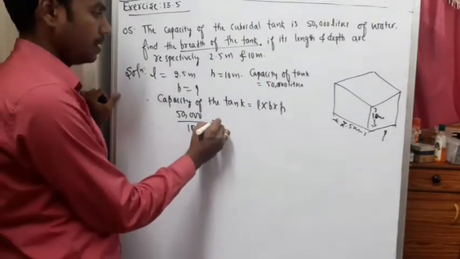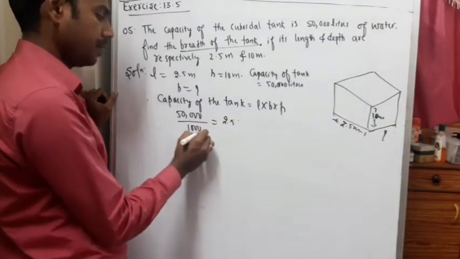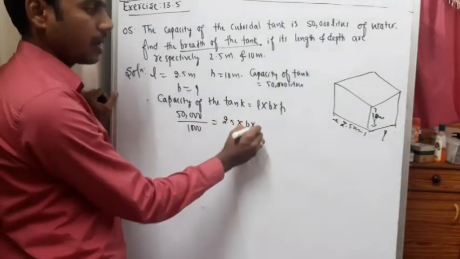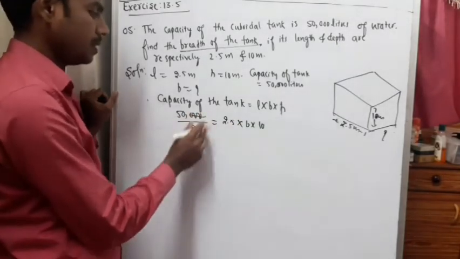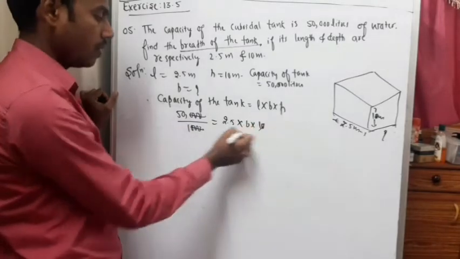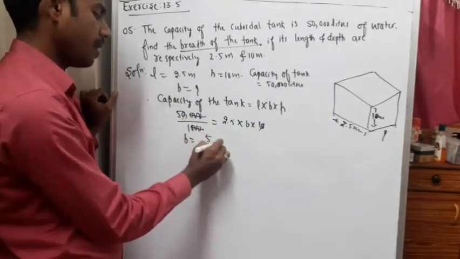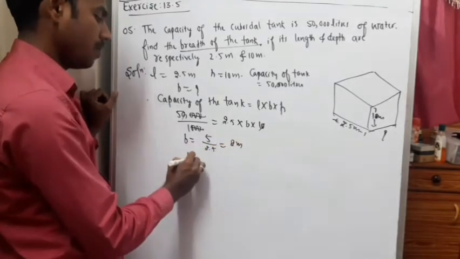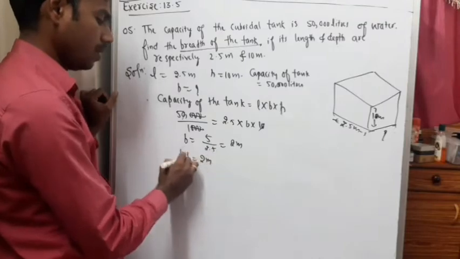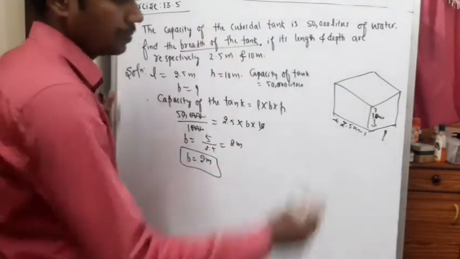Is equal to, what is length? Length is 2.5 meter. And what is breadth? I need to calculate. What is height? Height is 10. These three zeros will get cancelled. Here 1 0, here 1 0 will get cancelled. Breadth is equal to 5 divided by 2.5, which is equal to 2 meter. So breadth of the tank is equal to 2 meter. Please note this down.